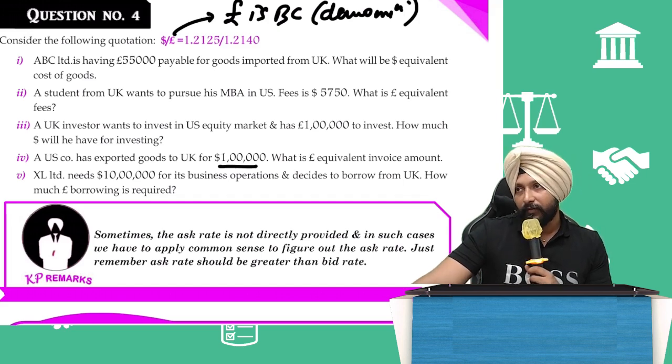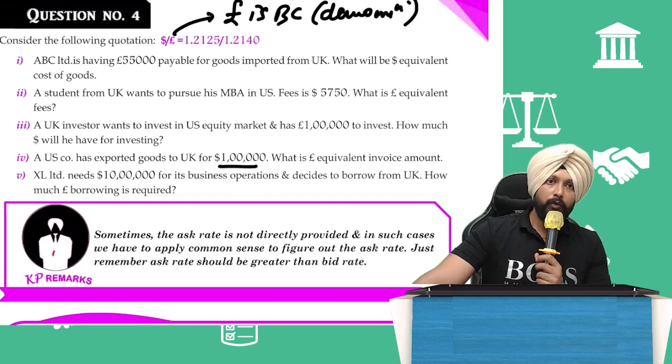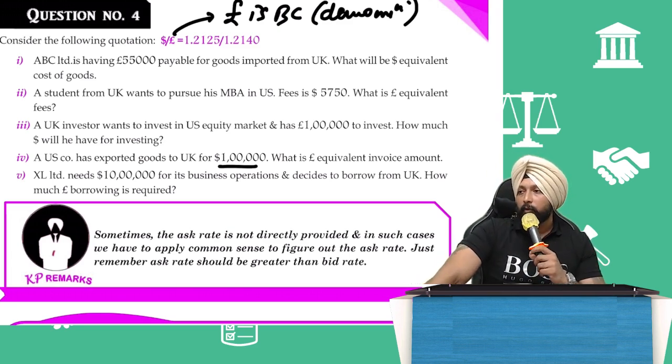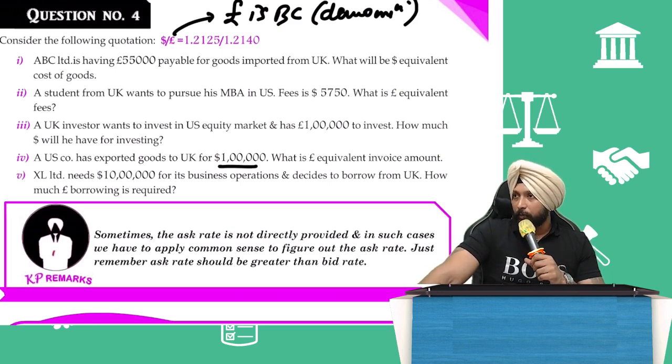Both 4 and 5 are a little tricky. So think about it properly. Whose risk is it? What is that entity supposed to do? You have to think. Okay, one thing is clear: dollar is given, we need to get the answer in pound. So from price currency to base currency, we know we have to divide. That part is clear, right?